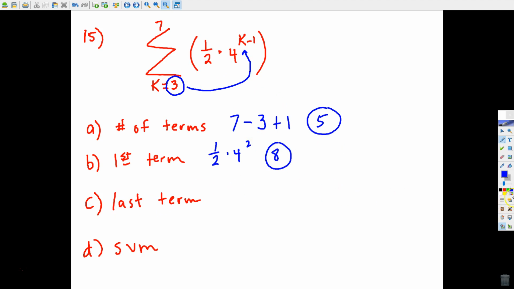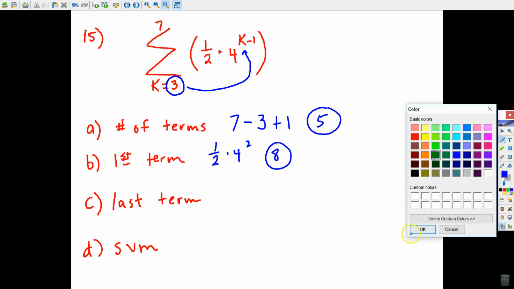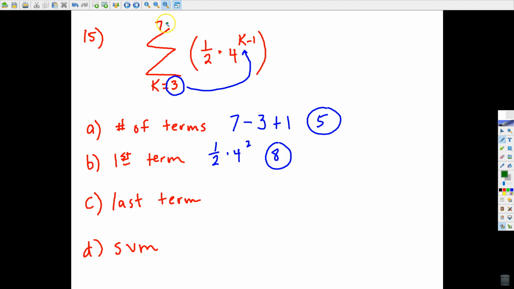To get the last term, I'm going to take the top number of sigma, and I'm going to put it in for k and evaluate. So I'm going to do 1/2 times 4 to the 6th power, 7 minus 1. So 4 to the 6th is 4,096, and basically dividing that by 2 or multiplying by 1/2 tells us that the last term is 2,048.